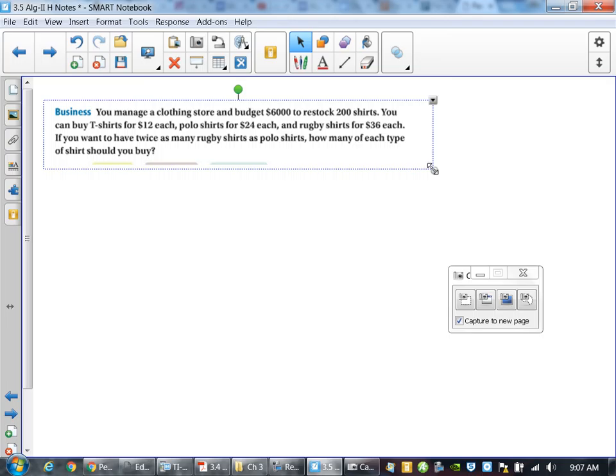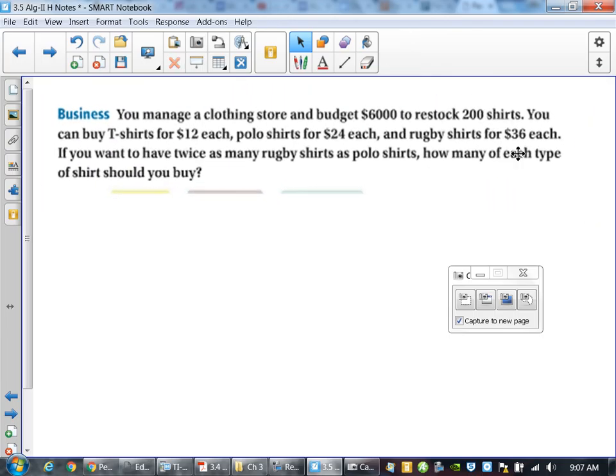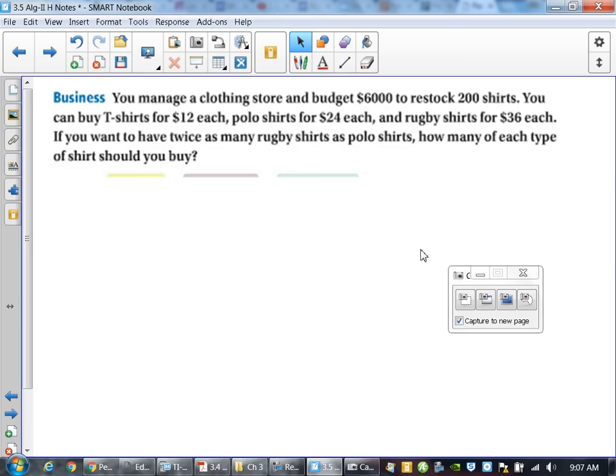So if I read this one through, you manage a clothing store and budget $6,000 to restock 200 shirts. You can buy t-shirts for $12 each, polo shirts for $24, and rugby shirts for $36. You want to have twice as many rugby shirts as polo shirts. How many of each shirt should you buy?